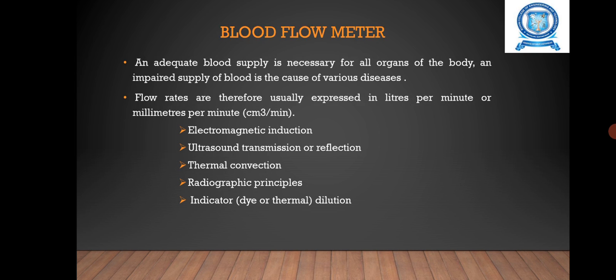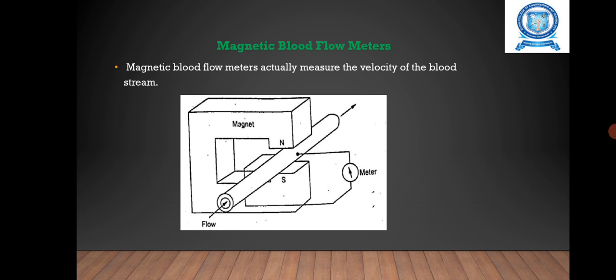Here are some types: electromagnetic induction, ultrasound transmission or reflection, thermal convection, radiographic principles, and indicator dilution. First we are going to see the magnetic blood flow meter. Magnetic blood flow meters actually measure the velocity of the blood. That means they are based on the principle of magnetic induction.